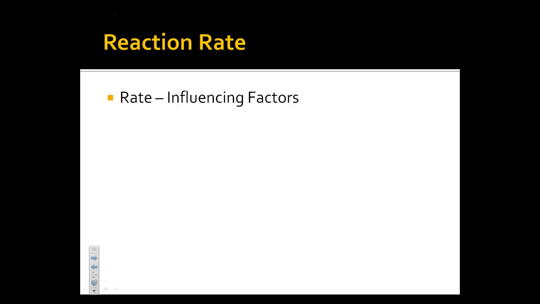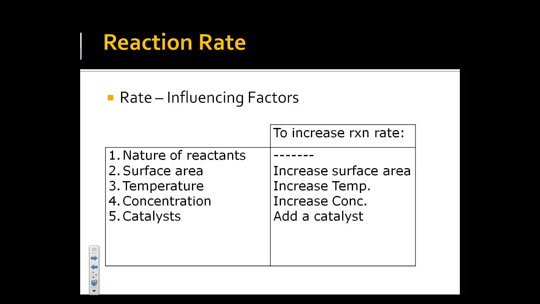So I have a list of my top 5 rate influencing factors. These will increase the rate, and I think you can probably think of quite a few of them on your own. Of course, we want to think about those according to the collision theory. So my top 5 are nature of the reactants. This just means what reactants you have, whether they're very reactive or not, or very complex or not, as to whether they will react. So you would want to change those in order to increase the reaction rate.